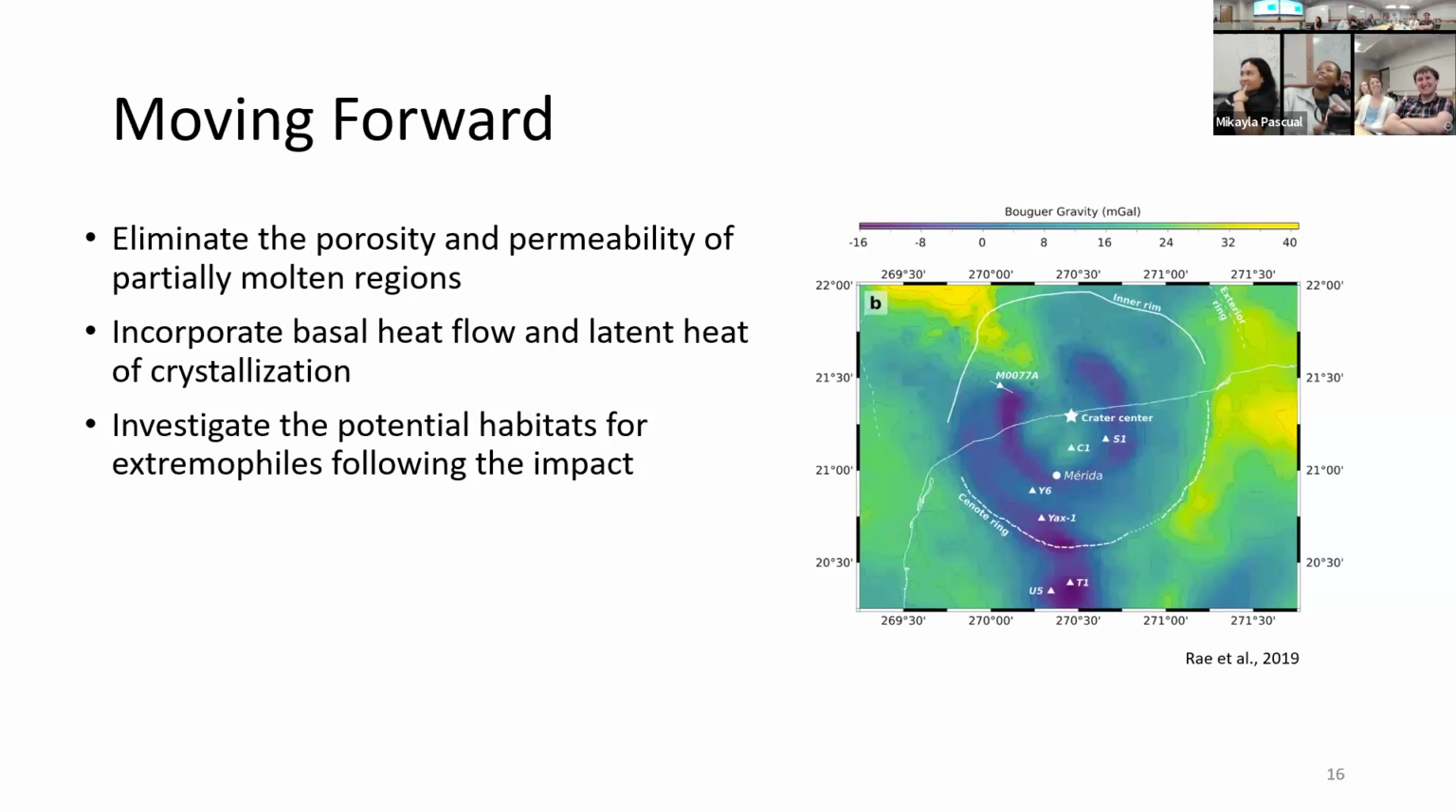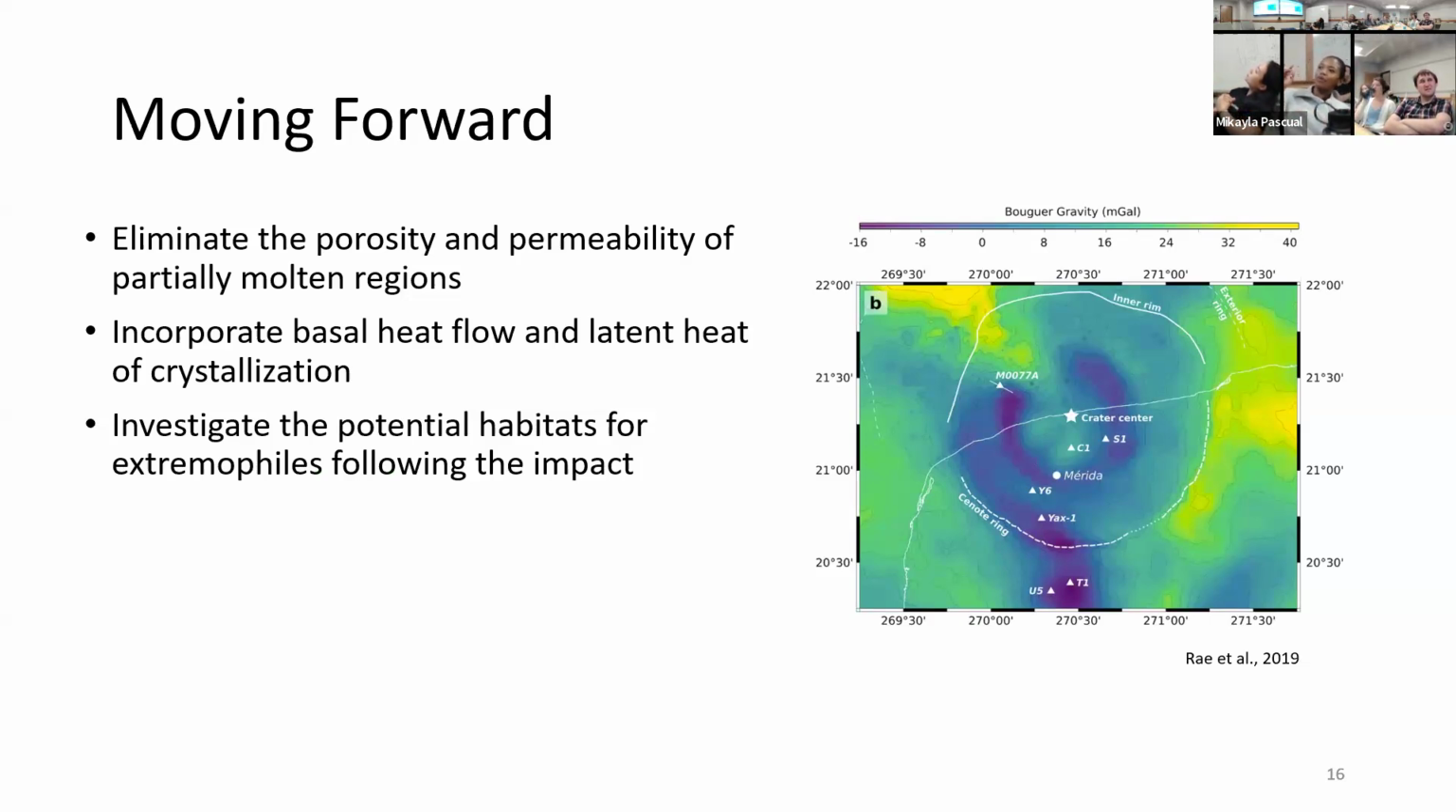But moving forward, some more things that we want to consider is when the melt sheet is molten, there's no porosity or permeability, but as it cools, it gets more porous and, assuming, more permeable. So we're hoping that we can figure out a way to do that, because the longer it's impermeable, the less heat is lost within the system due to convection.